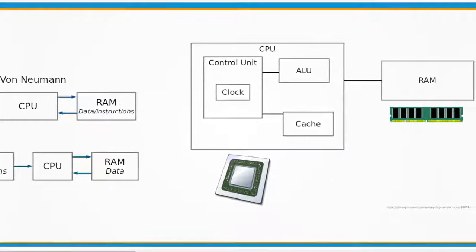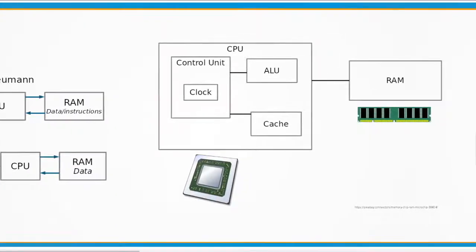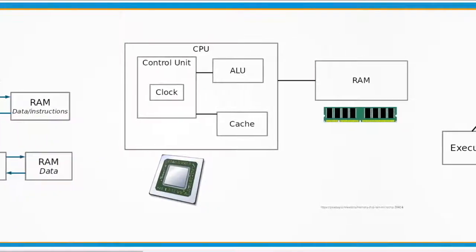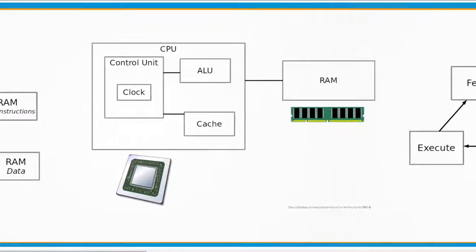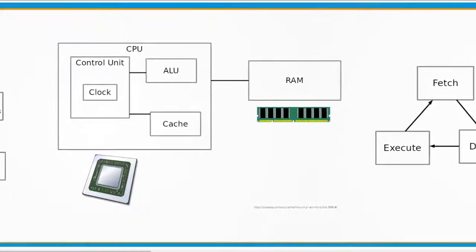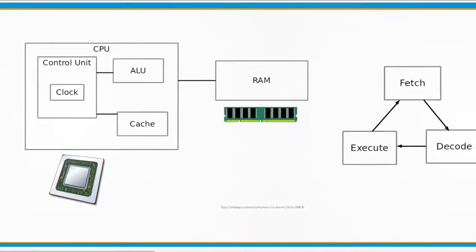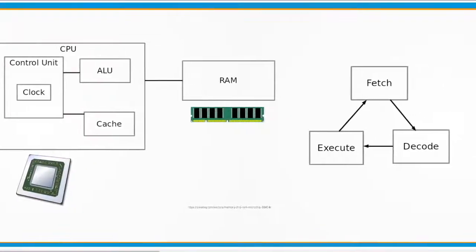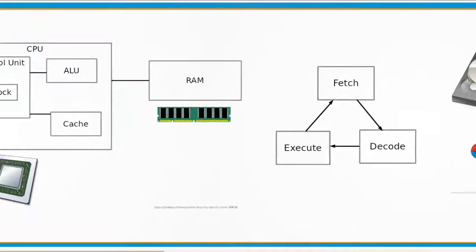The CPU contains your control unit, which in itself contains the clock, which synchronizes the computer's actions and gives you a pulse to synchronize everything. The ALU, which does all the maths. The cache, which is a really fast bit of memory for recently used and commonly used instructions.